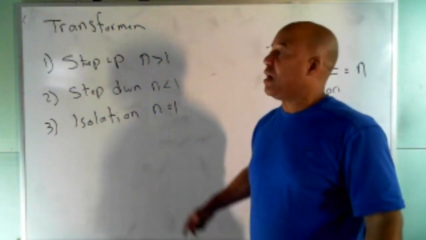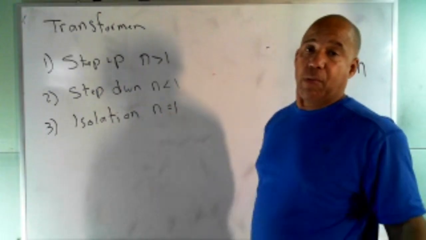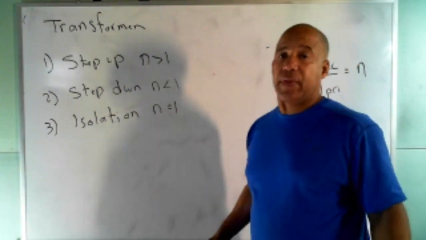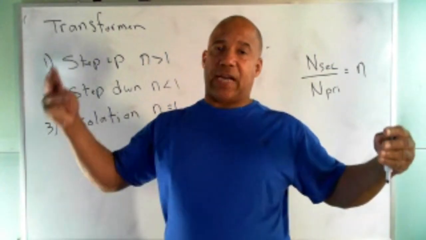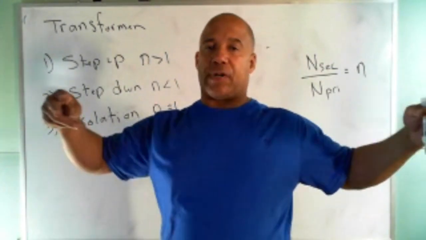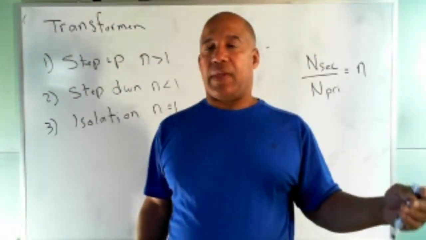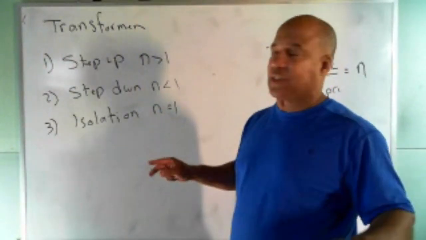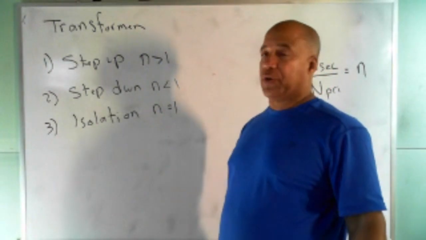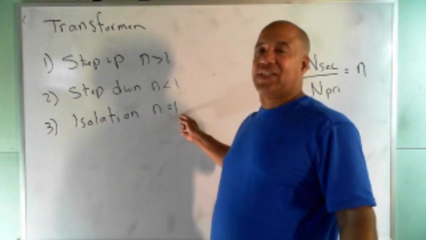In reality, no matter what the turns ratio is, all transformers are isolation transformers because, just by the nature of the way they're built, the primary coil and the secondary coil are 2 separate circuits. They're not physically connected. They're linked through the magnetic field. But if you use it strictly for the purpose of isolation, then you have a turns ratio equal to 1.